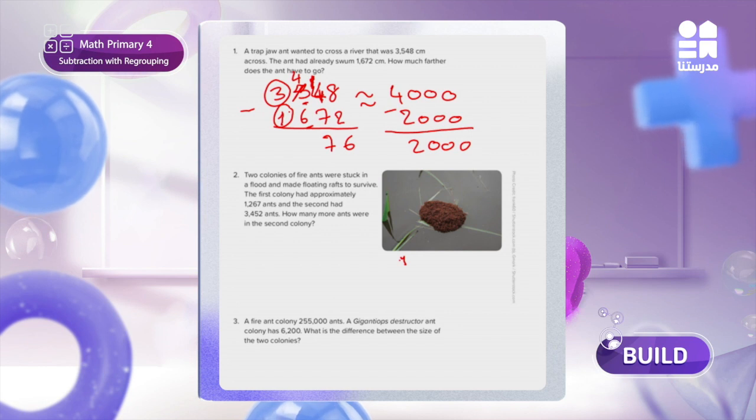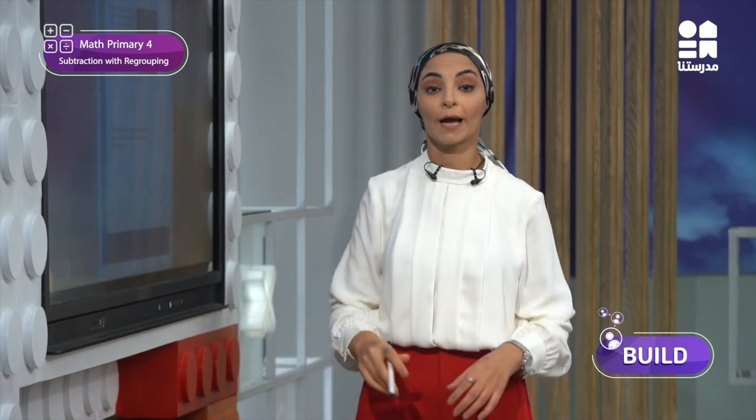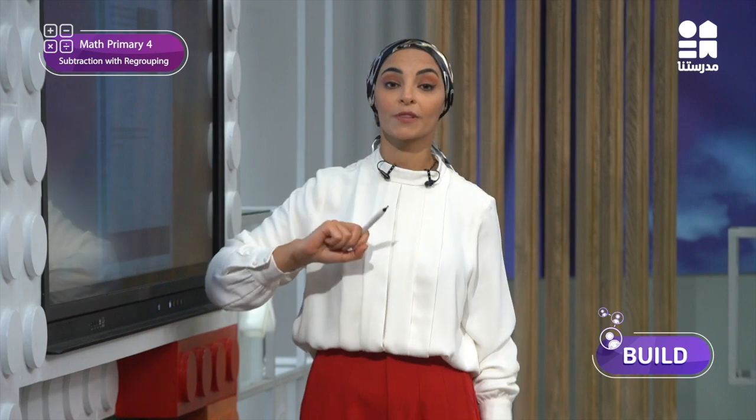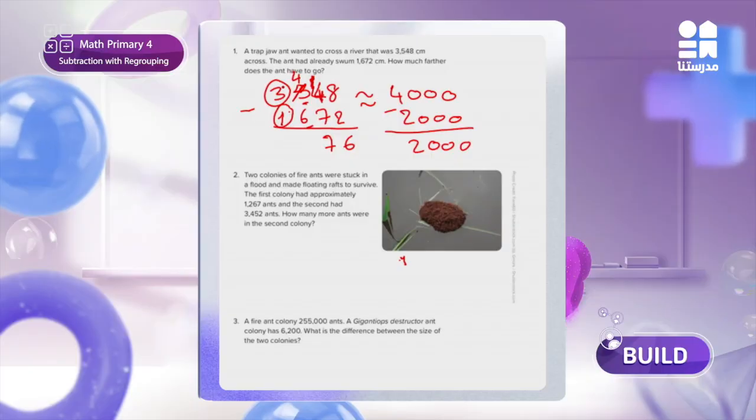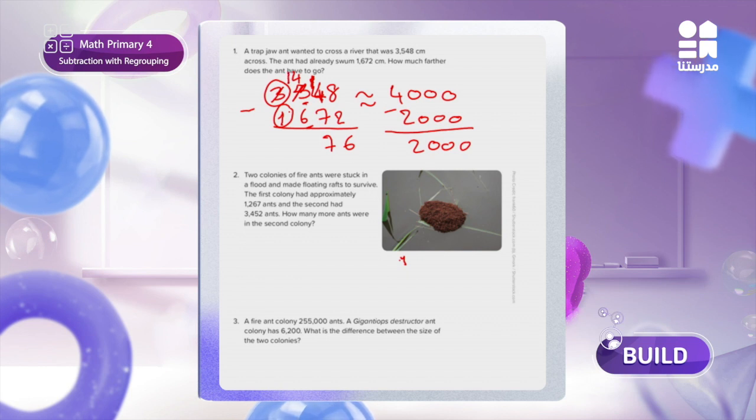Now, what about the 100? Can I subtract 6 from 4? No, I cannot. So again, I need to regroup. What should I do? I will take 1 from the 1000. So I take 1 from the 1000. 1000 means, yes, this will be 14 and the 3000 will be 2.